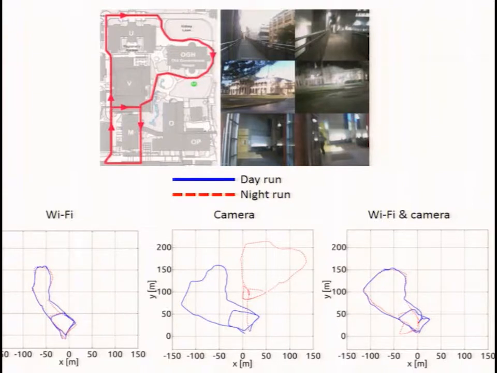The Wi-Fi algorithm successfully matches day and night runs, but the resulting experience map doesn't quite look like the ground truth. The camera experience map looks more like the ground truth, at least during the day, but it is unable to match day and night runs together. The sensor fusion algorithm allows the experience map to look more like the ground truth and still match the day and night runs together. I will be glad to elaborate on all this during the interactive sessions.